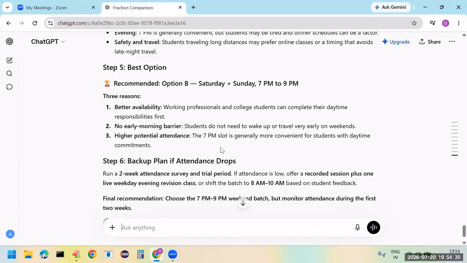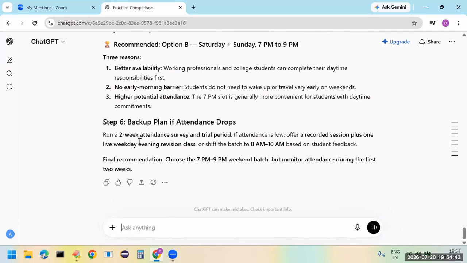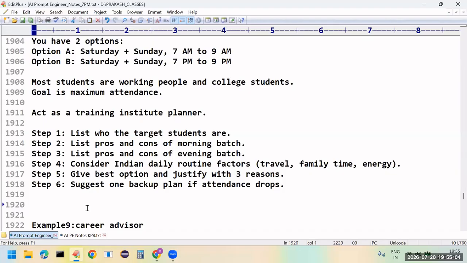What are the 3 reasons? Better availability, no early morning barrier, high potential attendance. Backup plan: run a 2 week attendance survey and try to work. If attendance is low, offer a recorded session plus one live weekday evening revision class, or shift the batch from 8 a.m. to 10 a.m. based on students' feedback. So, like that, with the reasoning steps, it is giving the answer. Friends, clear up to this? Please confirm.